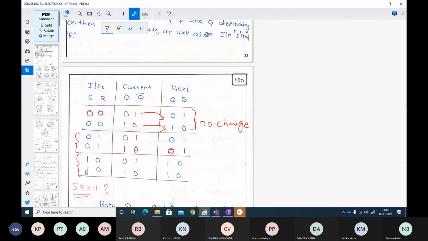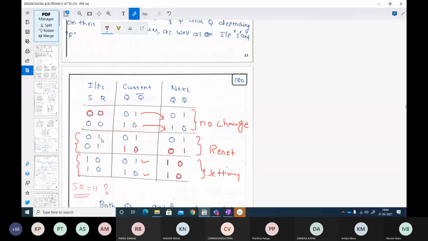Similarly, for 1 and 0, whatever may be your current state, your next state will be set to 1, 0 here and 1, 0 here, whether it may be 0, 1 or 1, 0. So this is how we are resetting here. Here we are setting our latch.